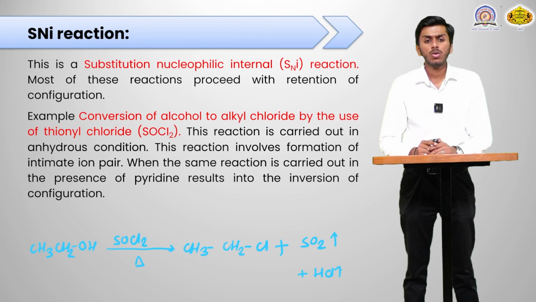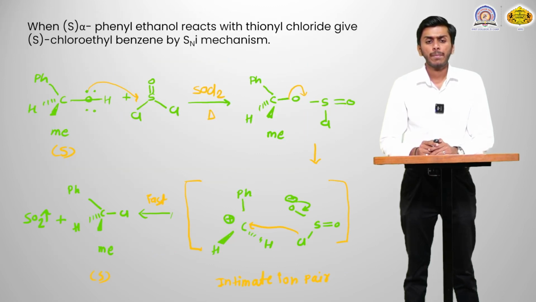Here ethyl alcohol is heated in the presence of thionyl chloride. We get the product CH3CH2Cl, ethyl chloride, with the evolution of SO2 gas and HCl as a byproduct. Here is the mechanism of the above reaction. It involves the formation of an intimate ion pair, and it is an internal type of reaction.